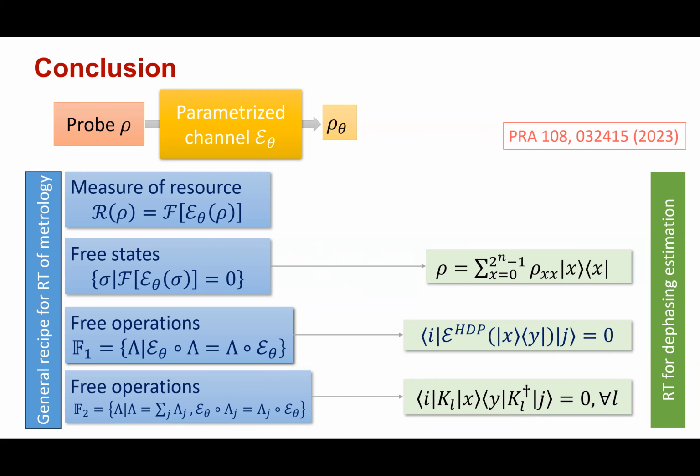I was wondering if in the resource theory picture there was a nice way of understanding when you can achieve the Heisenberg limit. That's a good question. No, I don't have a quick answer.